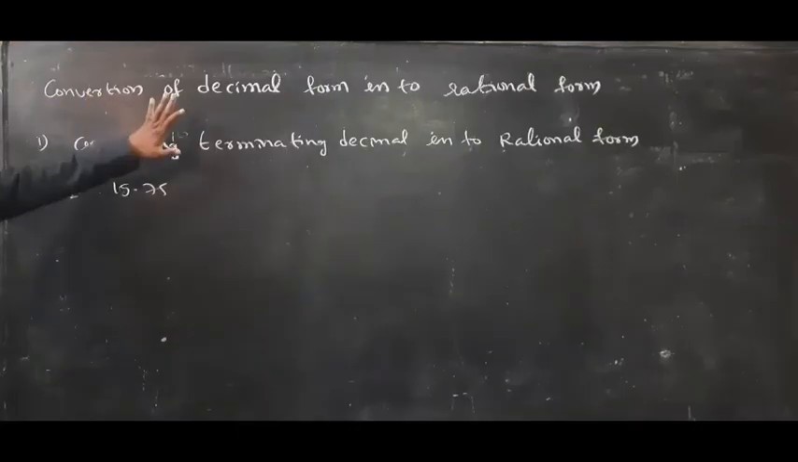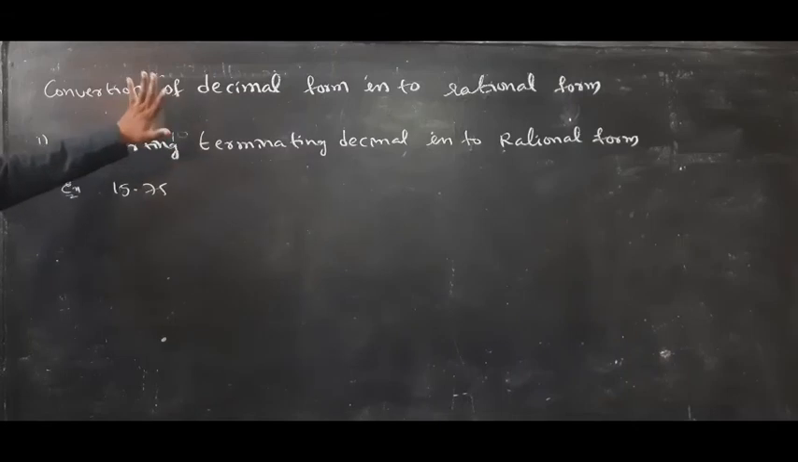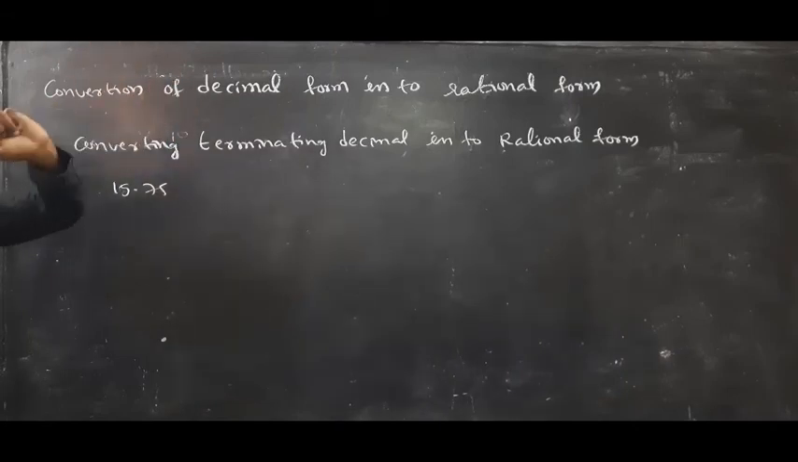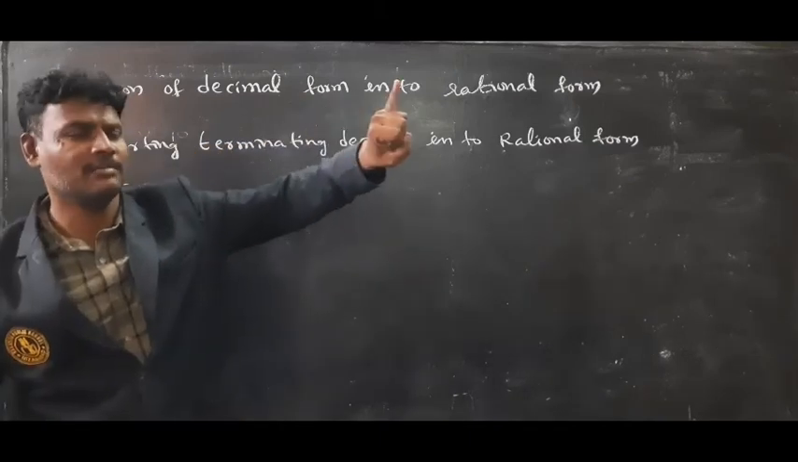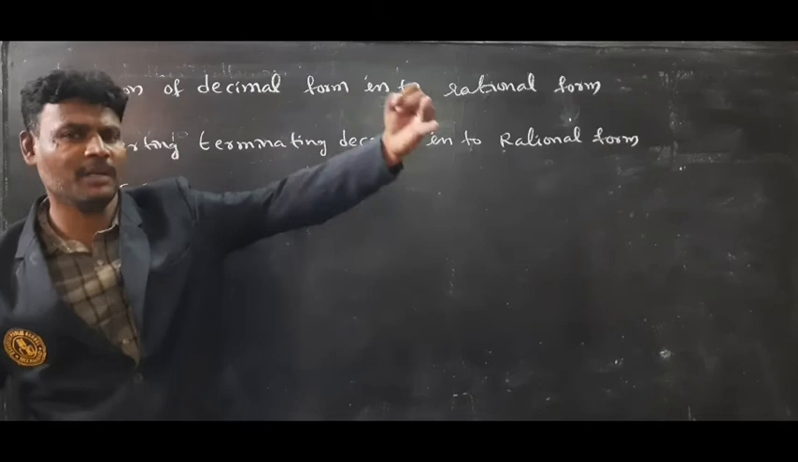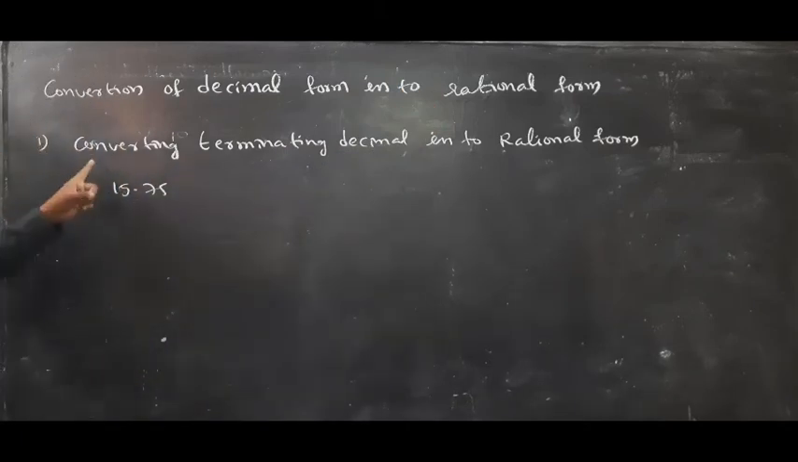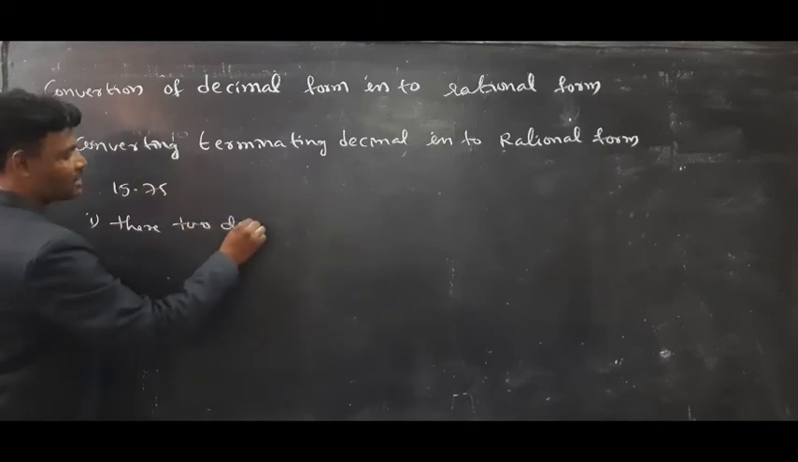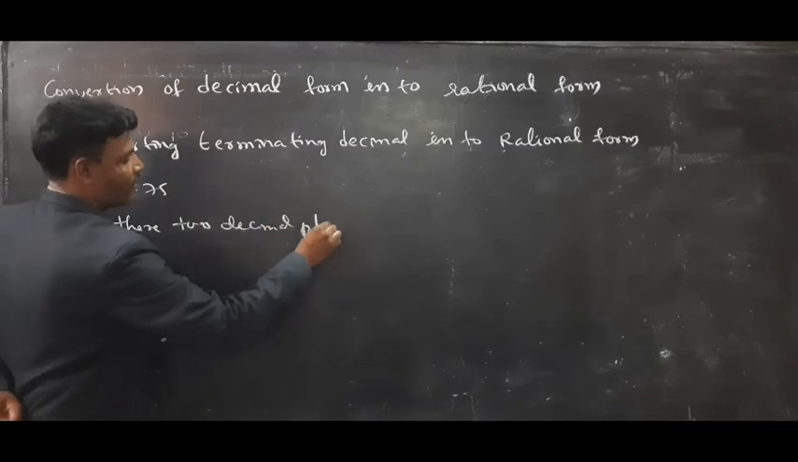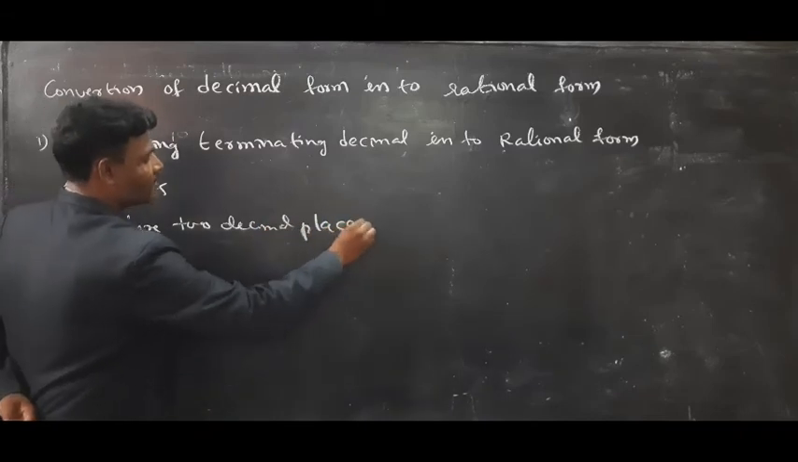Conversion of decimal form into rational form. Already I explained that decimals are of three types: terminating, non-terminating but repeating, and non-repeating. First I am converting terminating decimals into rational form. Here I took one example, 15.75. First, the point: there are two decimal places.